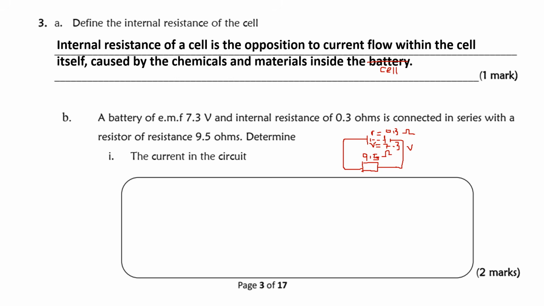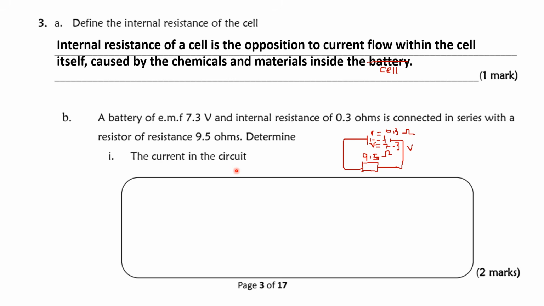So a battery, this one here, of 7.3 volts, and having internal resistance of 0.3 ohms, is connected in series, meaning in the same path, as the resistor of resistance 9.5. So using this information, determine the current in the circuit. So when the switch is closed, determine the current. Suppose there's a switch somewhere. All right, so determine the current in the circuit.